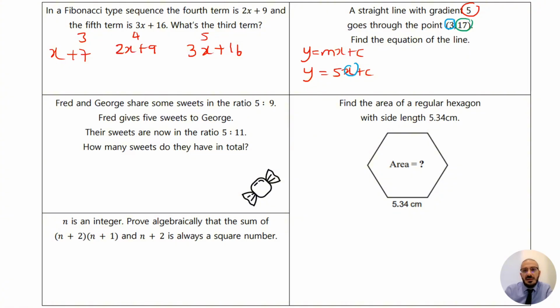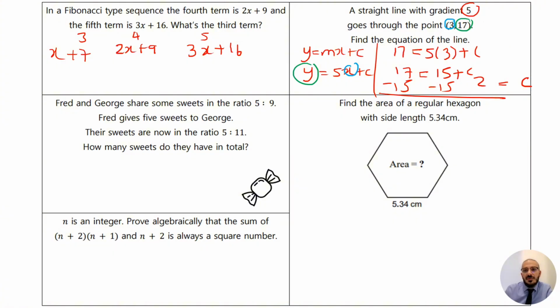and this into y. And in this case, I would end up with 17 is equal to 5 times 3 plus c. 17 is equal to 15 plus c. Take away the 15 from both sides. We'll find out that c is going to be 2 in this case. Our equation is, I'm going to write it up here, y is equal to 5x plus 2. Next question.